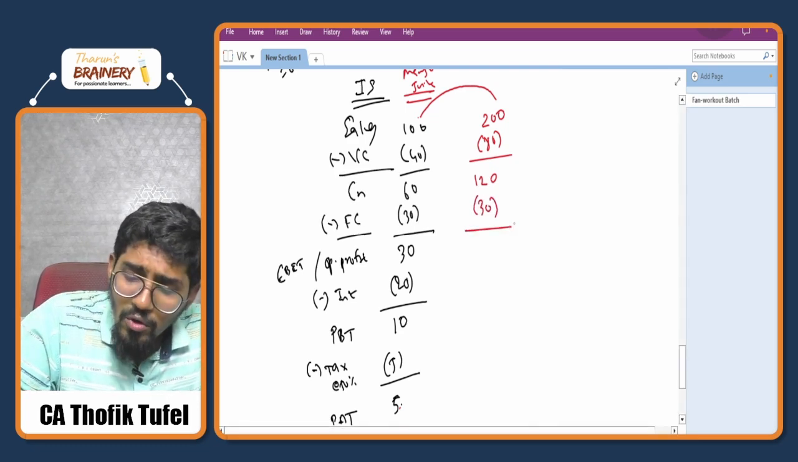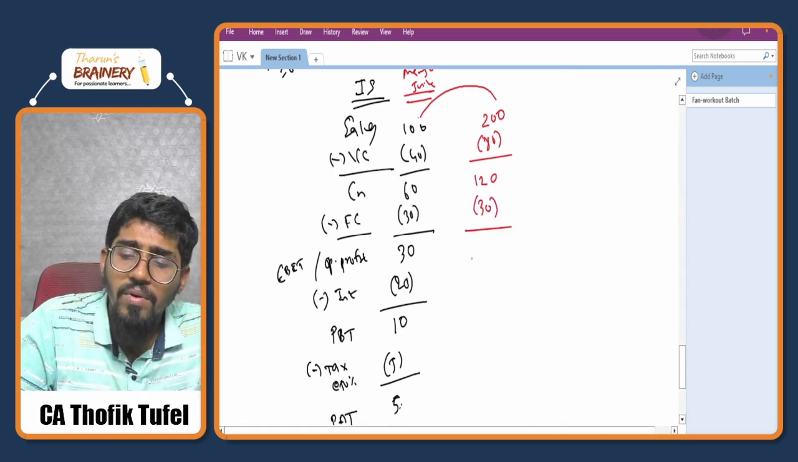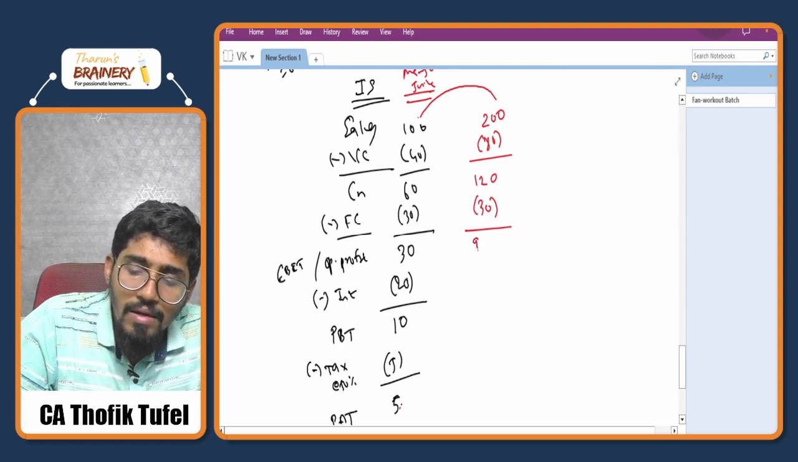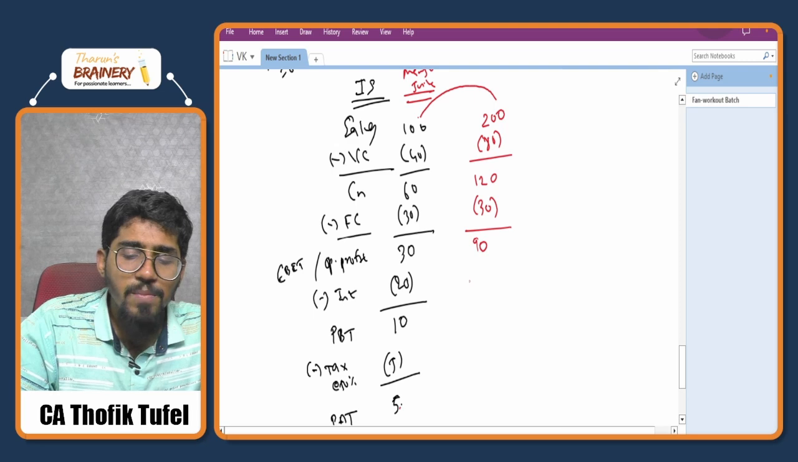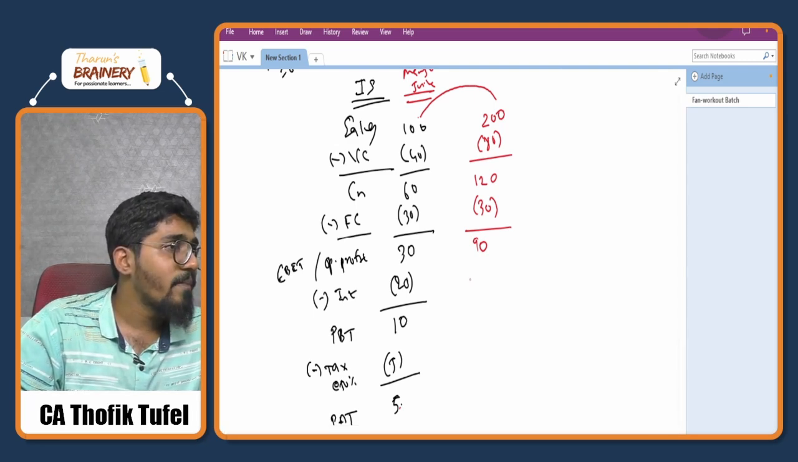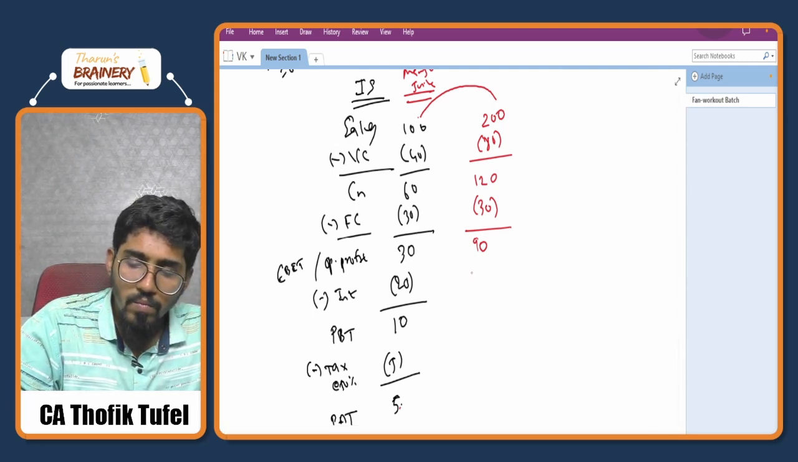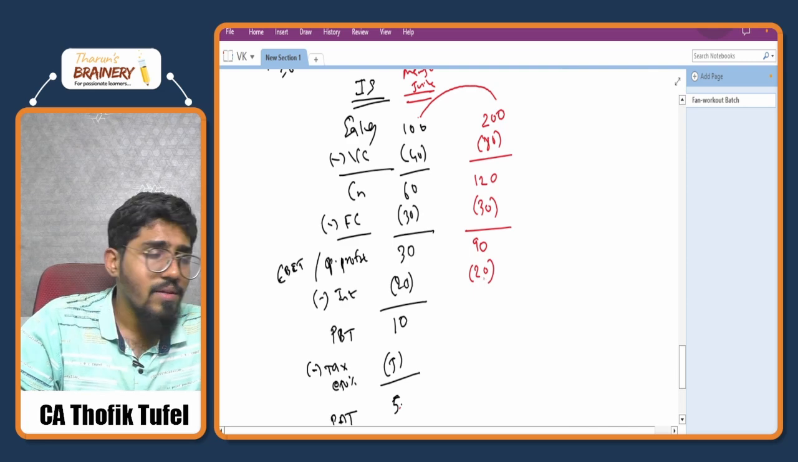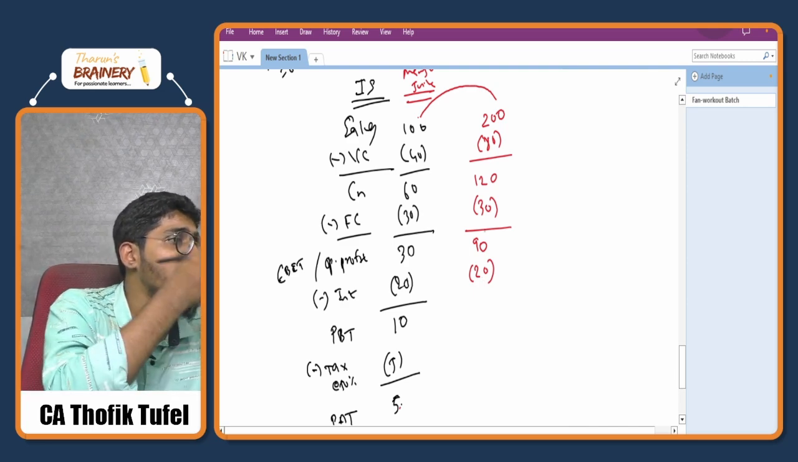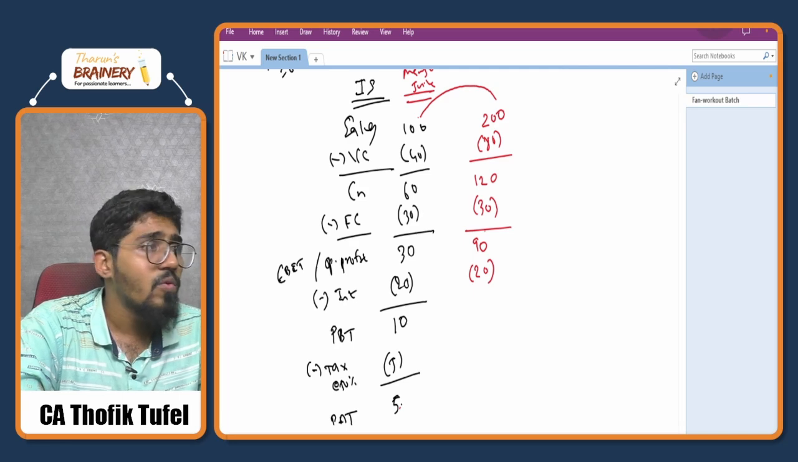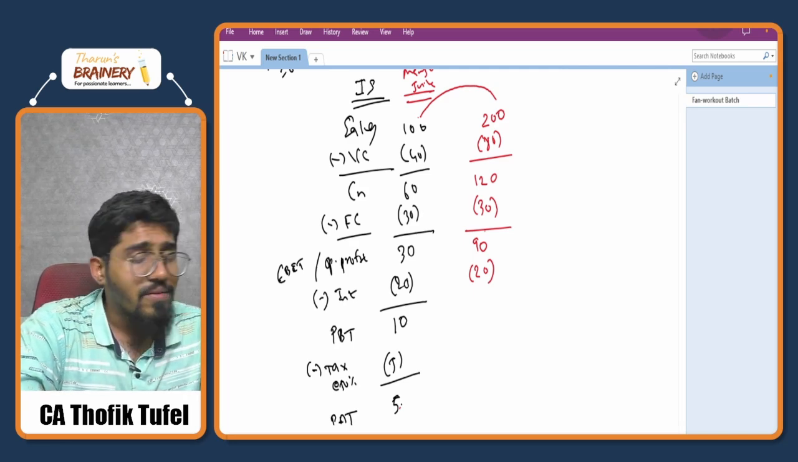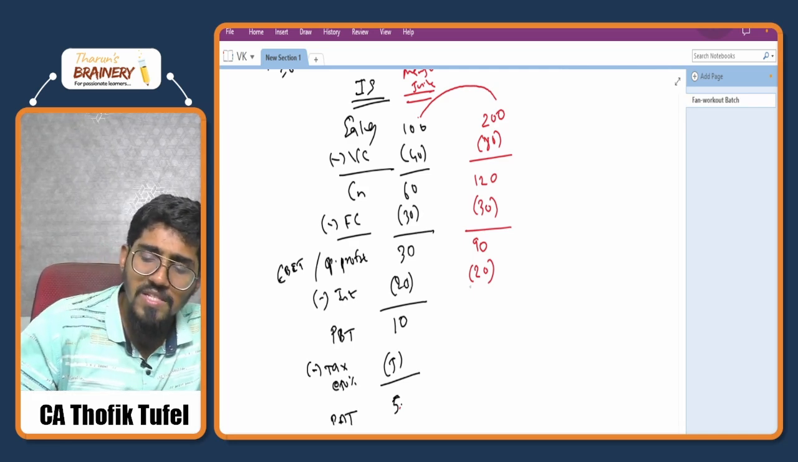Now 30 rupees is my fixed cost. What is my operating profit? 120 minus 30, 90. Correct? 90 rupees is my operating profit. How much is my interest? 20 rupees. I am having no change because interest is a fixed cost. Will the interest increase because of sales? No. So 20 rupees is my interest.